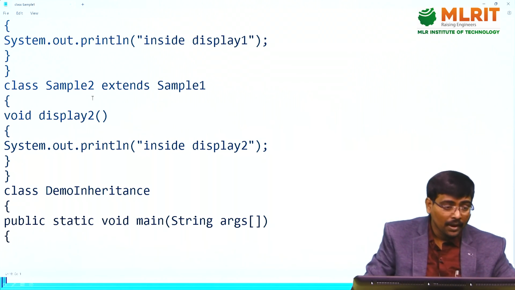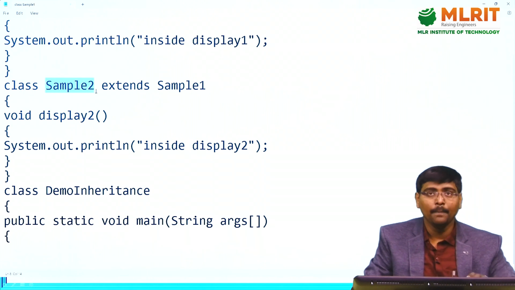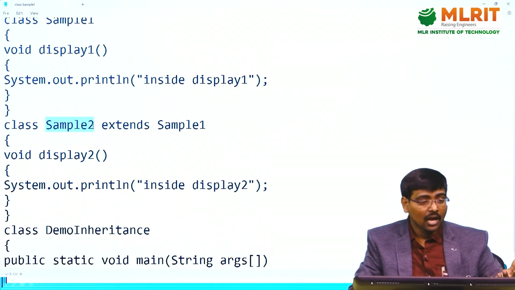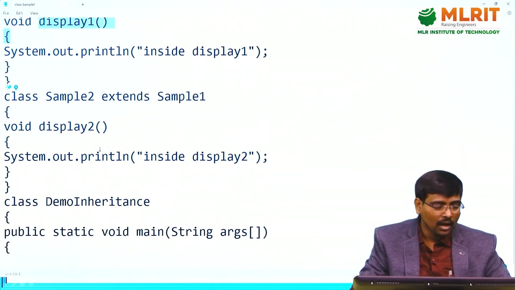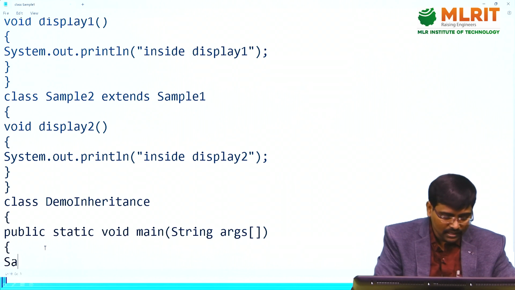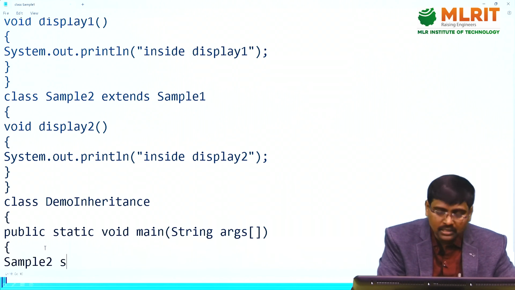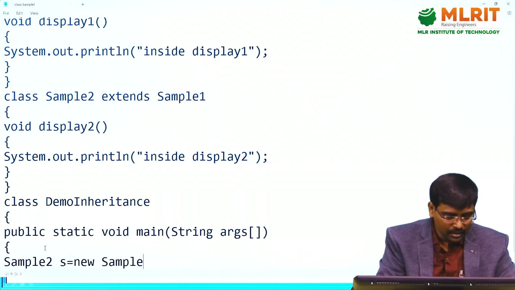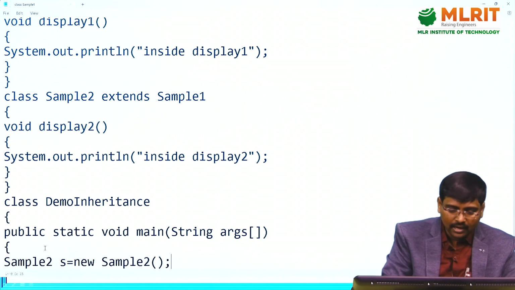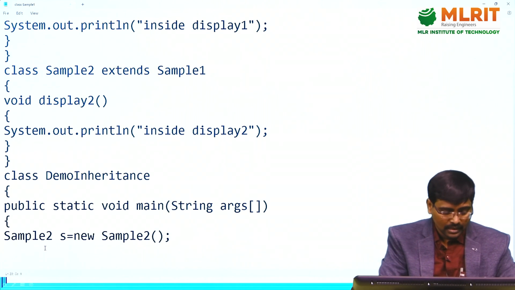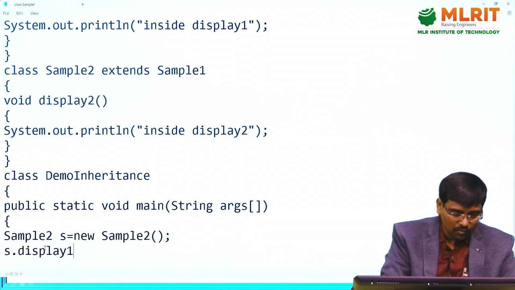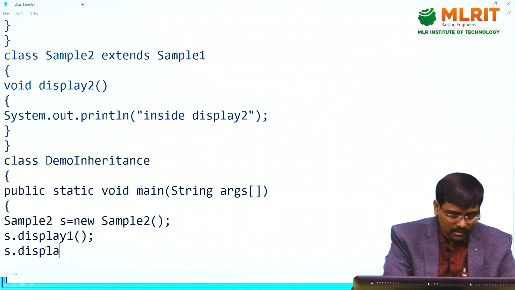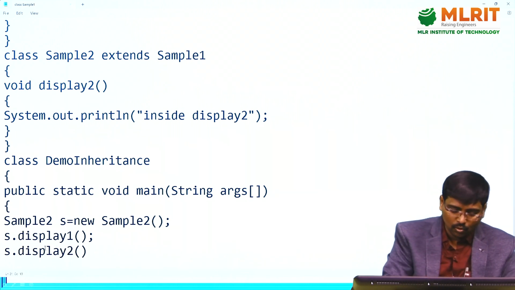That means by using an object of sample2, I can access display2, and along with that I can access display1 also. Check this one. If that happens successfully, it means inheritance is executed perfectly. New sample2. Here I create an object for sample2. s.display1, I am calling the method of the parent. s.display2, calling its own member.